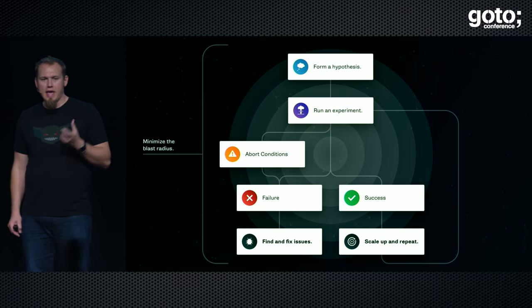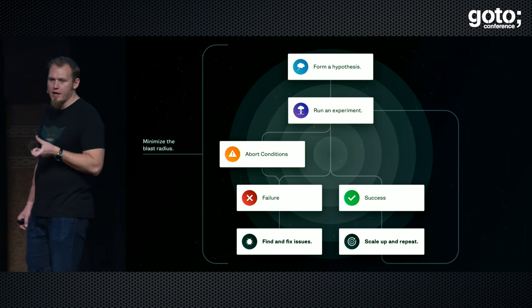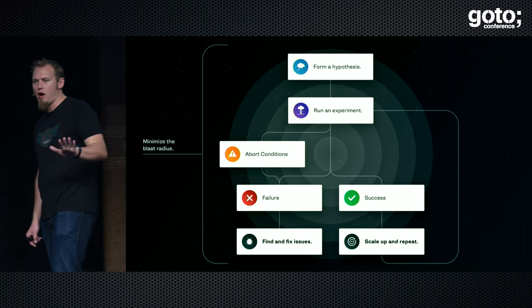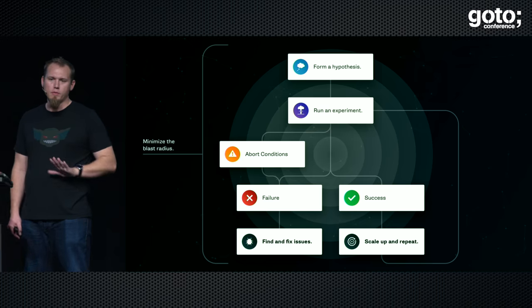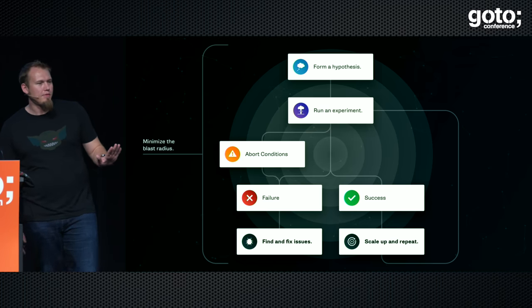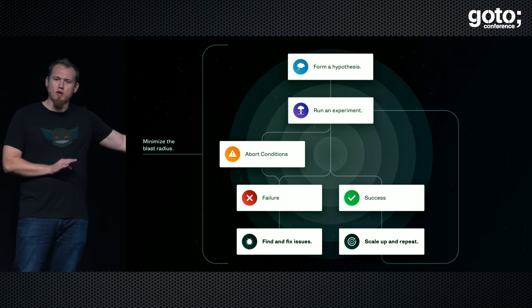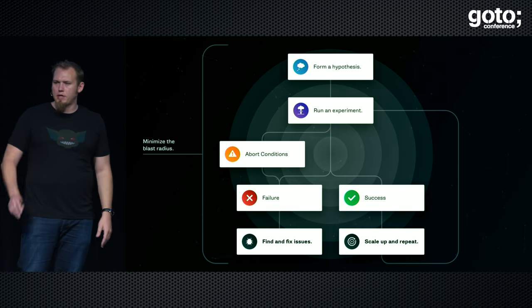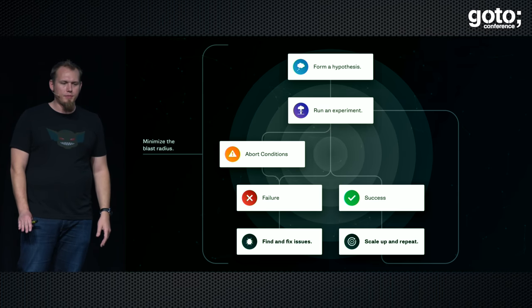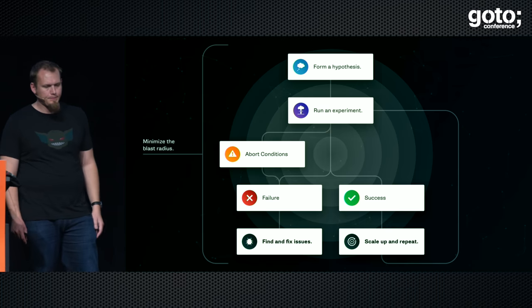At Netflix, it was, can people stream? And if that failed, if we saw a drop in that, we would automatically halt the experiment. And we would, even if it wasn't our fault, even if it happened that another outage was occurring at the same time, we don't want to muddy the water, and we don't want to cause confusion in this process.